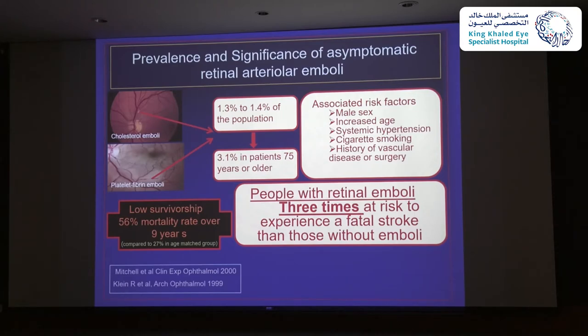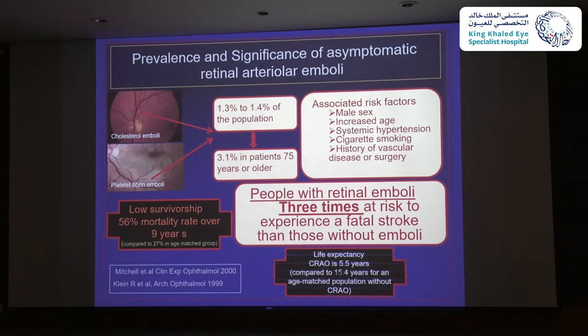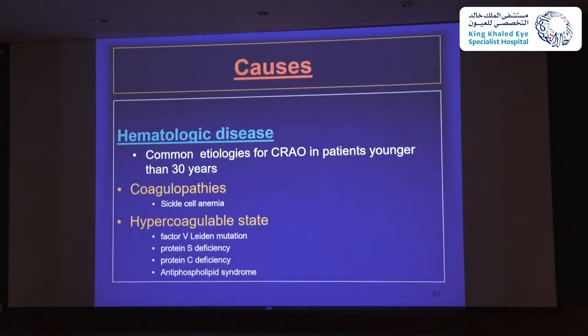When you put these two groups together, the patient with visible symptomatic emboli, and compare it with the people age matched without any emboli, that's important to keep in mind. And life expectancy in central retinal artery occlusion is 5.5 years compared to 15.4 years for an age matched group without central retinal artery occlusion.